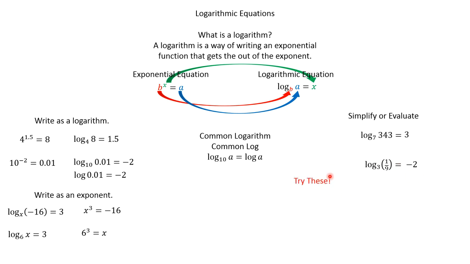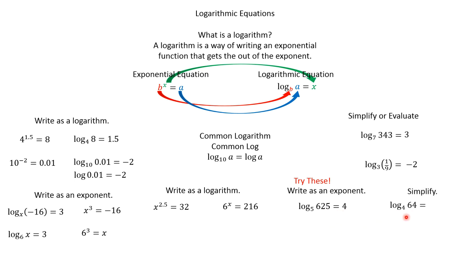So before we move on, while we still have all these notes on this page, let's try a couple. Write as a logarithm: x to the 2.5 equals 32. 6 to the x equals 216. Write as an exponent: log base 5 of 625 equals 4. And simplify: log base 4 of 64. So go ahead, pause this for a minute. None of these should take very long because there's no actual work to do to speak of. But go ahead and see what you can get with these and push play when you're done.